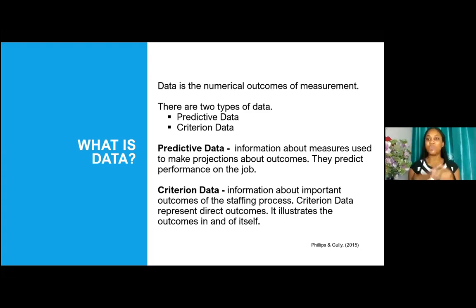However, with criterion data, we look at the outcomes in and of themselves. So for example, with turnover rates, you simply look at the data and what it is that you see is how it is interpreted. Same thing with job performance or job success. We also see this with rate of promotions, absenteeism rates, time to hire, time to productivity.